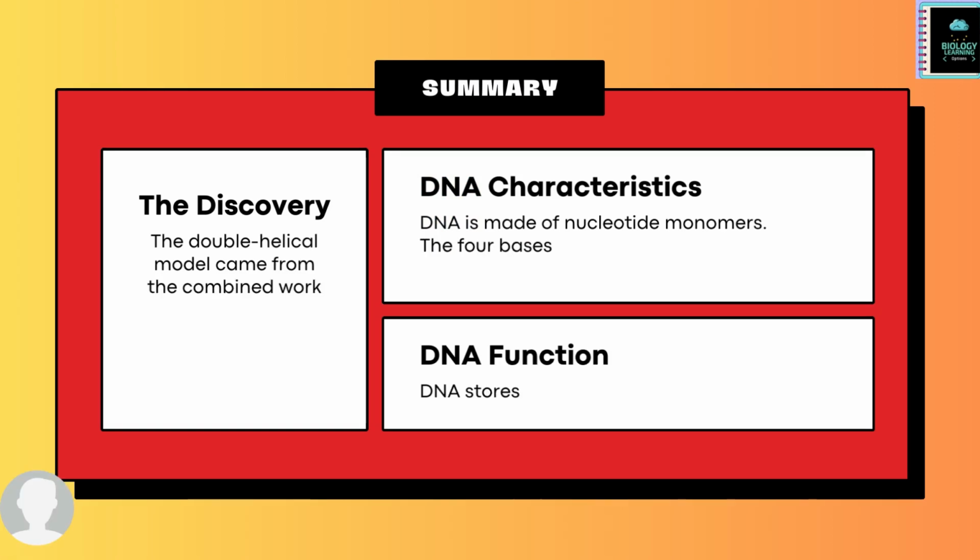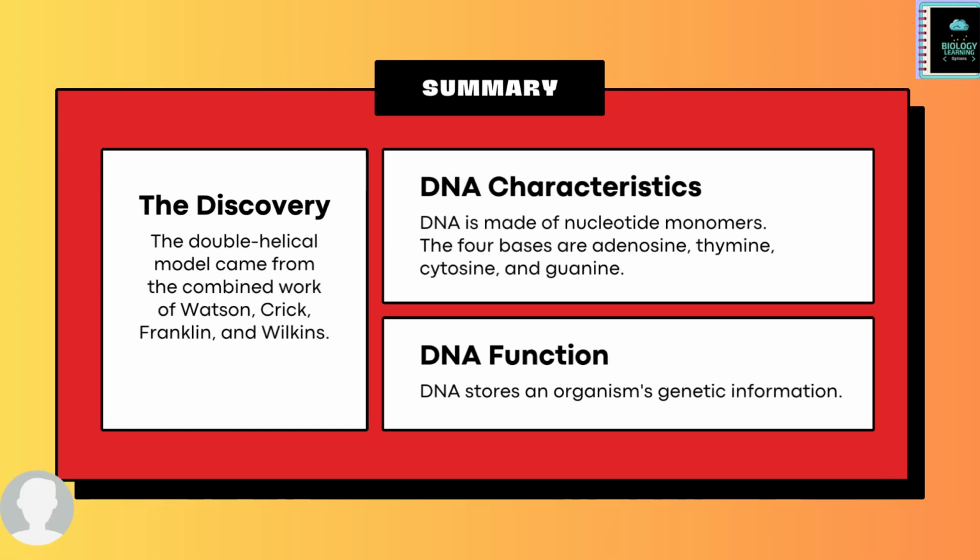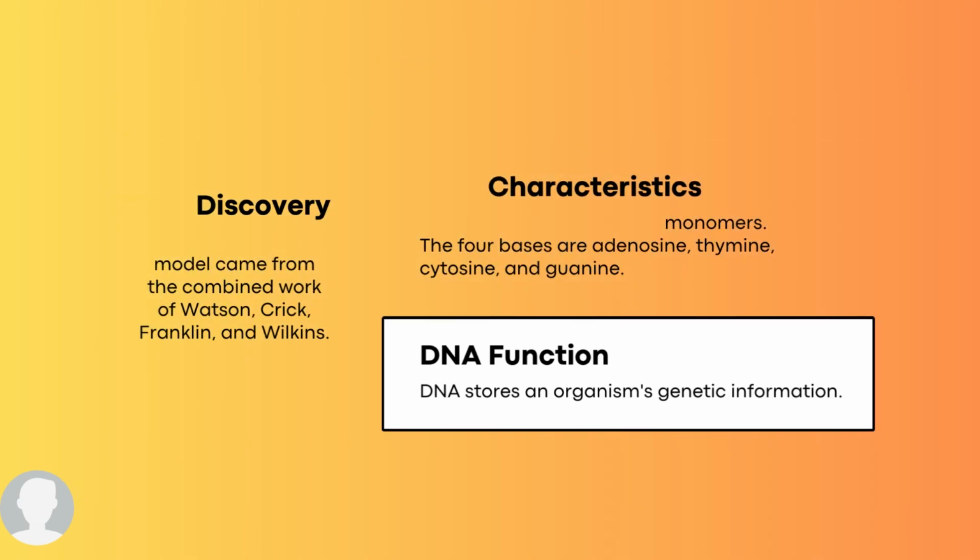So the general summary includes: the discovery of the double helical model came from the combined work of Watson, Crick, Franklin, and Wilkins. And the DNA characteristics include that it is made up of nucleotide monomers. The four bases are adenine, thymine, cytosine, and guanine. And the DNA function includes that DNA stores an organism's genetic information.